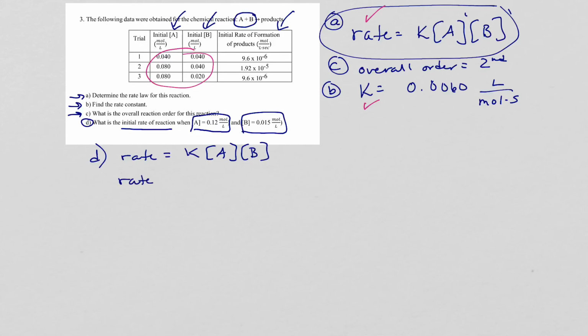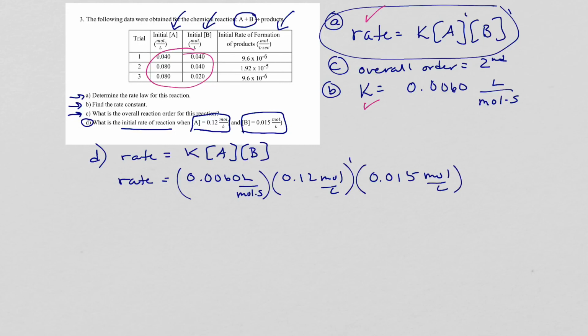To figure out the rate, we have all the pieces now. We know that K is 0.0060 liters per mole per second, times the value of A at 0.12 moles per liter to the first power, times 0.015 moles per liter. I'm going to look at units first. I see that this moles will cancel with that moles, and this liters will cancel with this liter, so that's going to help us figure out our units a little easier.